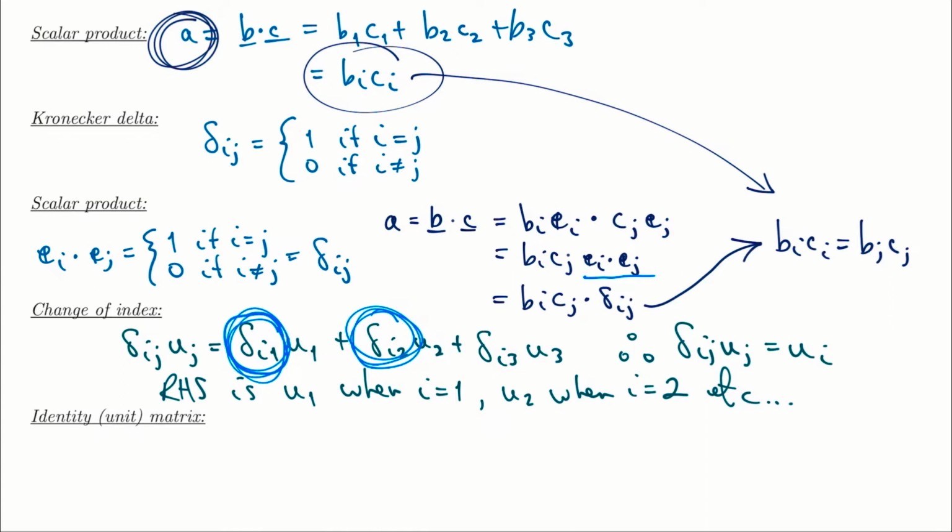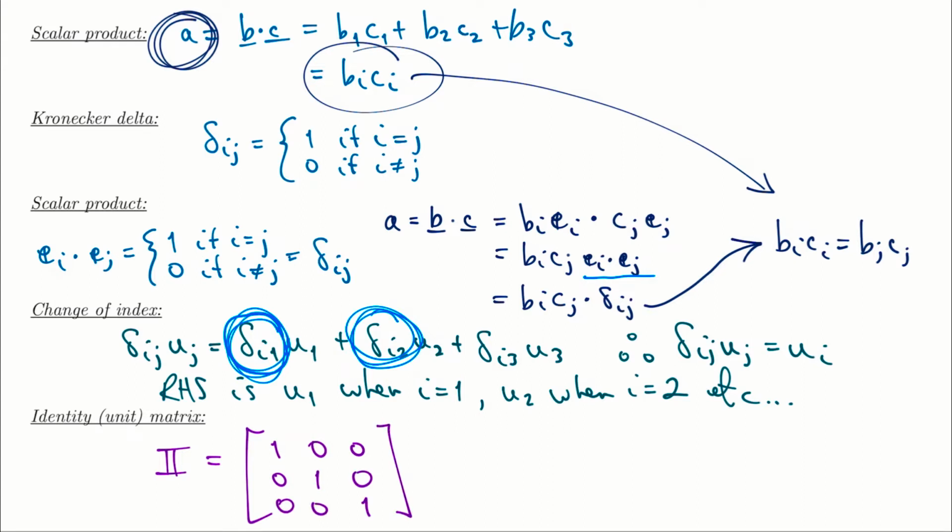And then one last thing on this slide here is the identity or the unit matrix, which I'll draw with a bolded I. So I'll do the two lines again. And that is actually a matrix of the Kronecker delta.